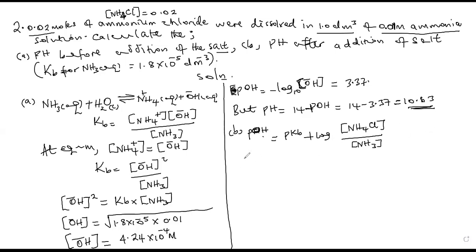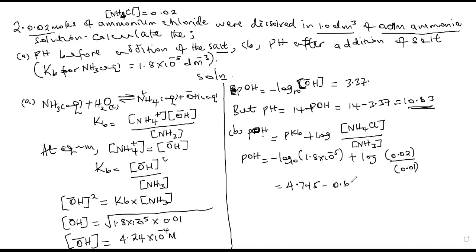So if we substitute here, our pOH would equal pKb, which is negative logarithm to base 10 of Kb. And our Kb is 1.8 times 10 to the power negative 5, plus logarithm of the concentration of ammonium chloride, which has been given as 0.02, out of the concentration of ammonia, which is 0.01. So this one will give you 4.745. The logarithm of this is 0.699.